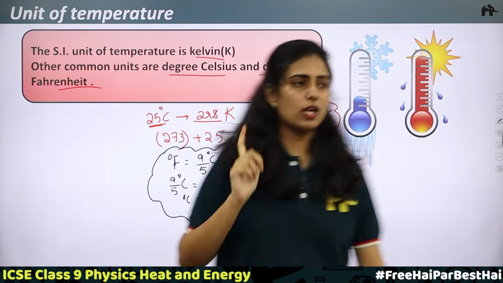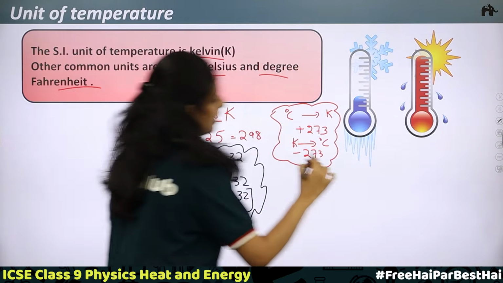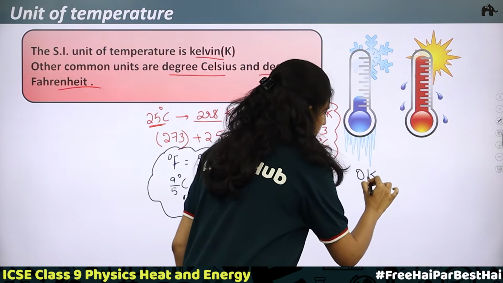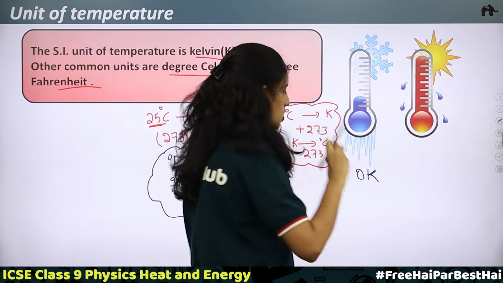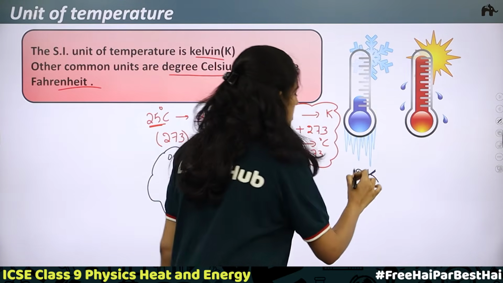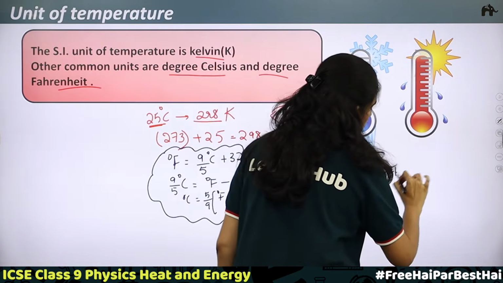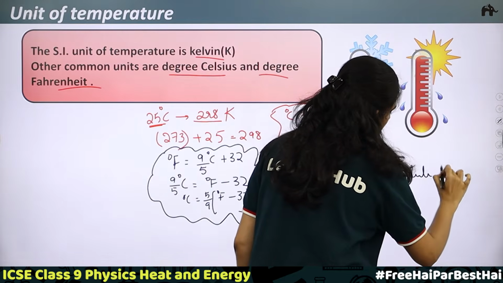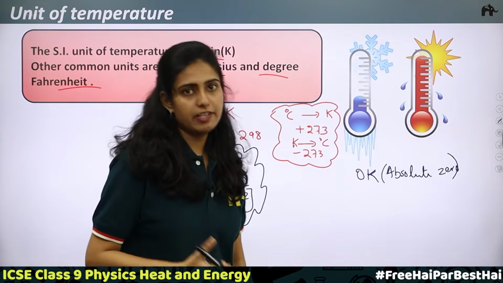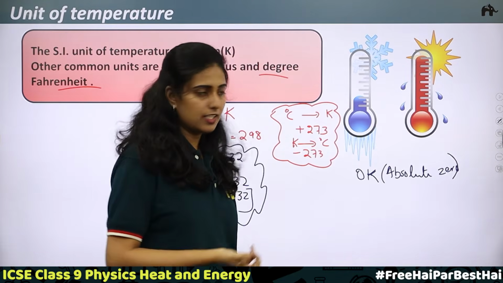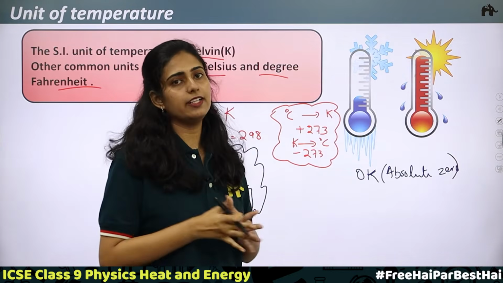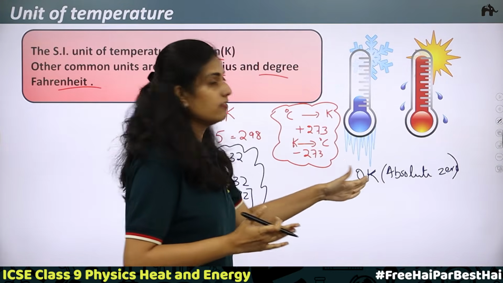Now, one more thing: 0 Kelvin. This is the temperature at which the pressure and volume of a gas become equal to 0. So 0 Kelvin is known as absolute zero. In the degree Celsius scale, you can have negative temperatures, like -2 degrees Celsius or -5 degrees Celsius. These are possible. But in the Kelvin scale, there is no negative temperature. 0 Kelvin is the minimum.